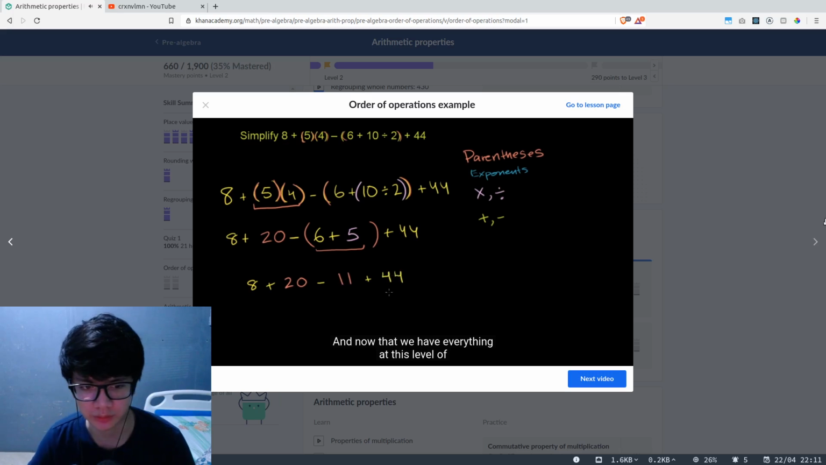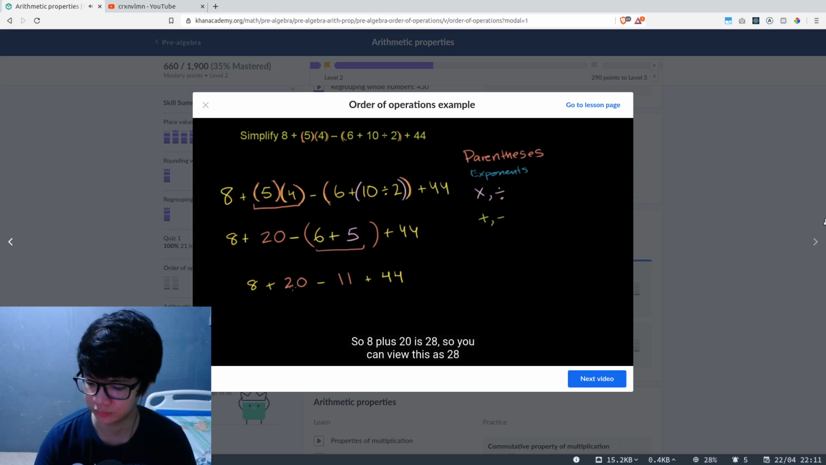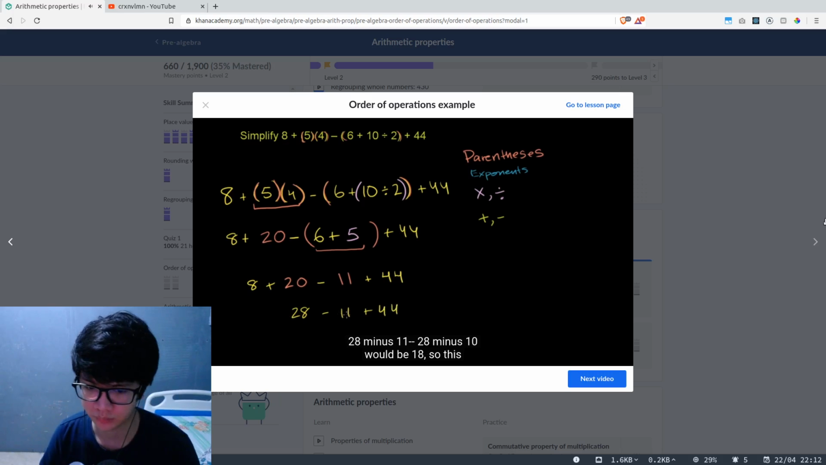And now that we have everything at this level of operations, we can just go left to right. So 8 plus 20 is 28. So you could view this as 28 minus 11 plus 44. 28 minus 10 would be 18, so this is going to be 17. It's going to be 17 plus 44.